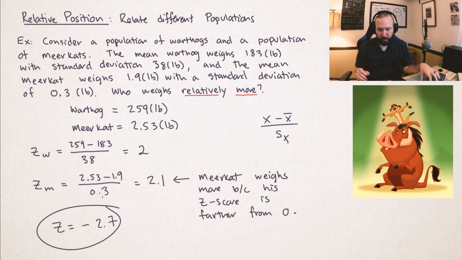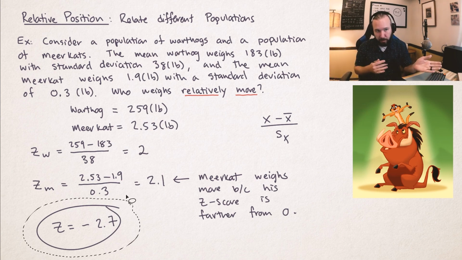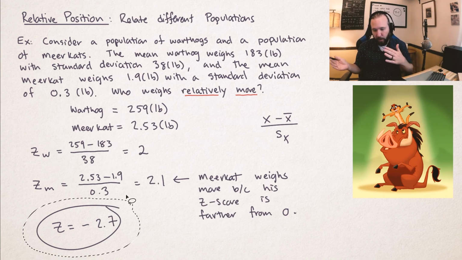So remember, I just want to make a note of this, that these z-scores came out to be positive because Timon and Pumbaa are over the typical weight. And if your z-score comes out negative, then that means the object is under the typical amount. But when we're asking for a more extreme, if they ever ask that question, it doesn't matter if it's positive or negative. You're just going to pick whichever one is farther from 0.